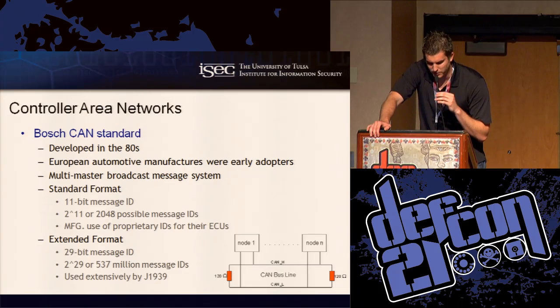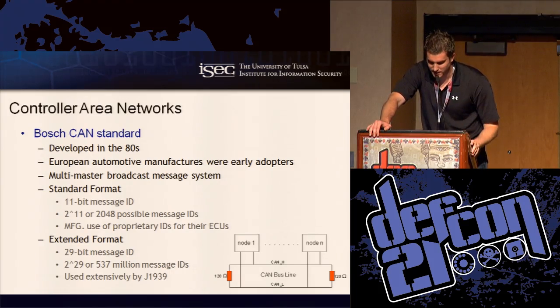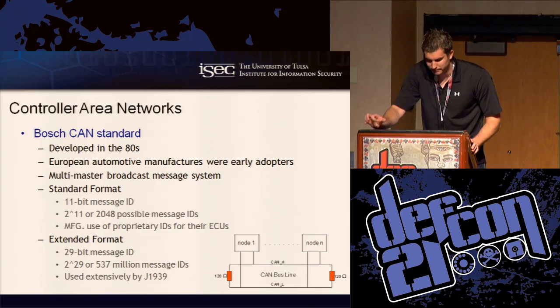And with CAN, there's no notion of source addresses, so it's nearly impossible to identify where a message actually came from, which is sort of a problem. And CAN comes in 2 flavors. There's the standard format, which is used on passenger automobiles. And then there's the extended format.